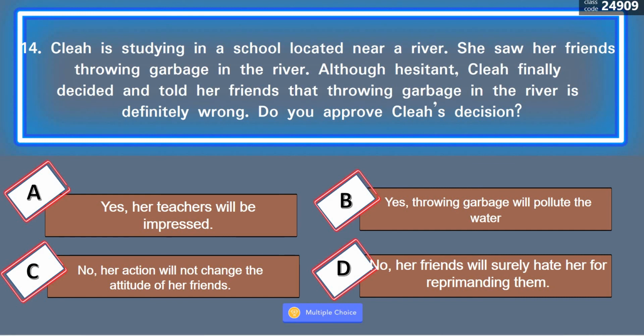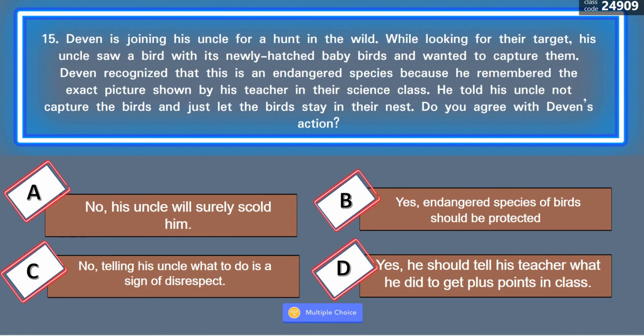Number 14. Clea is studying in a school located near a river. She saw her friends throwing garbage in the river. Although hesitant, Clea finally decided and told her friends that throwing garbage in a river is definitely wrong. Do you approve Clea's decision? Yes, throwing garbage will pollute the water. It's letter B.